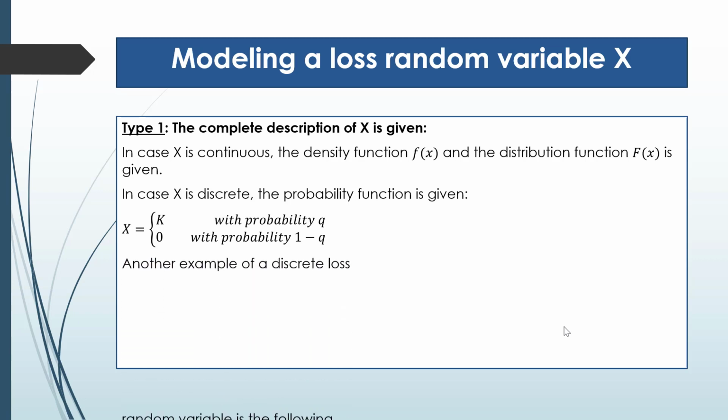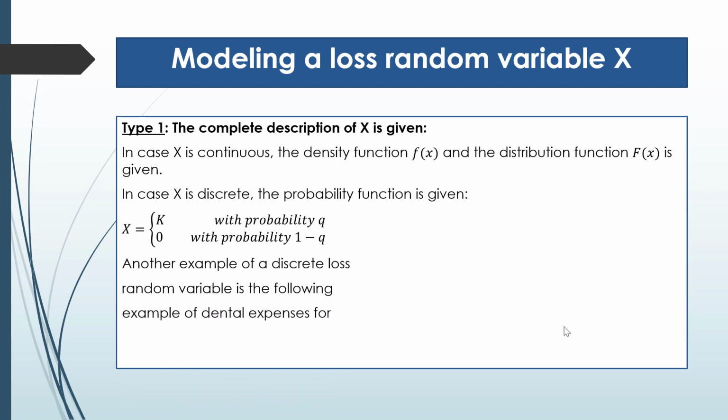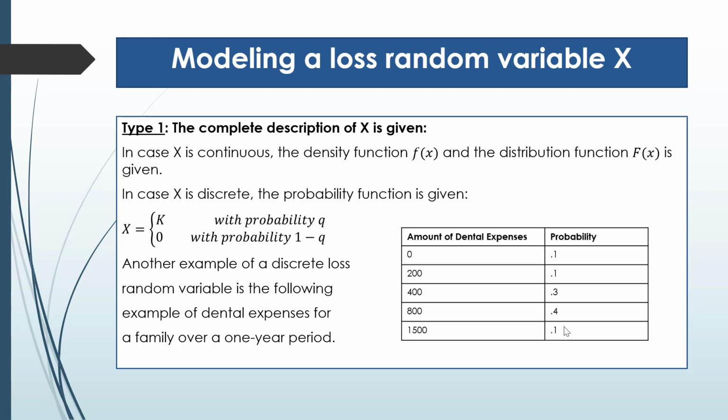Another example of a discrete loss random variable is the following example of annual expenses for a family over a 1-year period. Here is a table showing a discrete loss random variable of annual expenses. So the amount of annual expenses can be either 0, 200, 400, 800, or 1500 with probabilities 0.1, 0.1, 0.3, 0.4, 0.1 respectively. That means for the first type, the distribution of the loss is given completely.